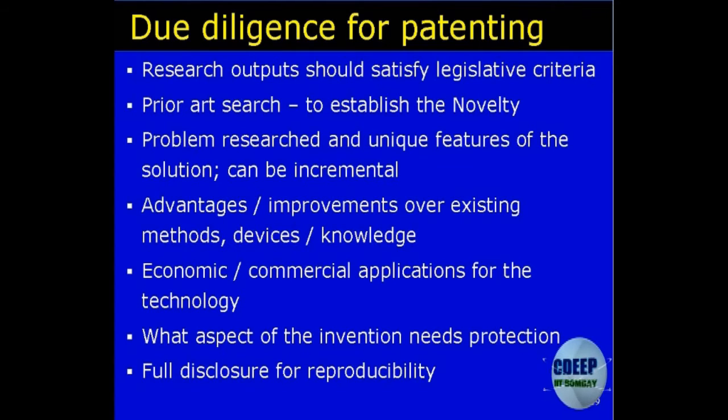And what aspect of that invention should be protected, that you also need to see, because sometimes only a novel process is patentable. Sometimes a product out of that process also has some novel feature. So you should look into that invention and assess what aspects we can claim for protection. And of course, we need to give full disclosure for reproducibility.